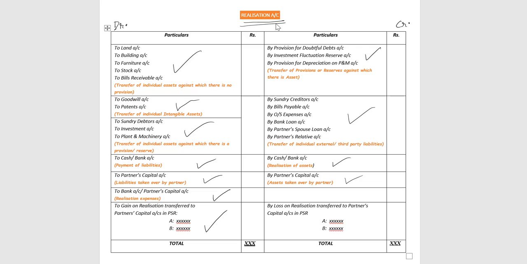On the other hand, where the debit side total is greater than the credit side total, it implies a loss on realization, and this also will be transferred to the partner's capital accounts in profit sharing ratio. So these are the entries which have to be posted in the realization account, and this is the format of realization account.